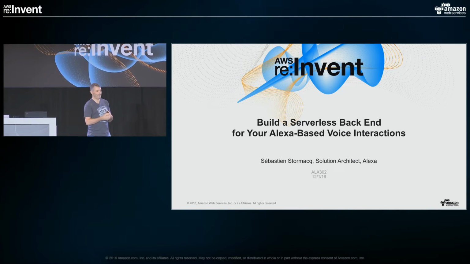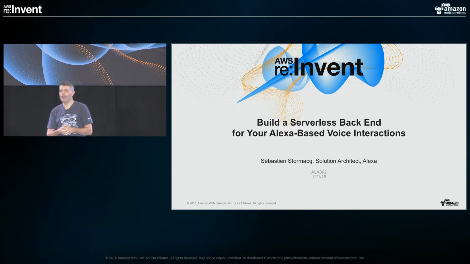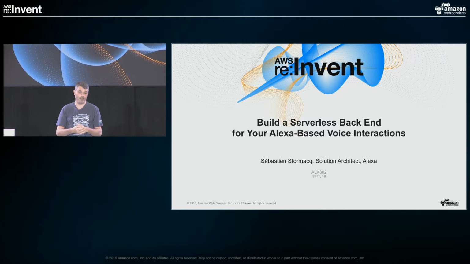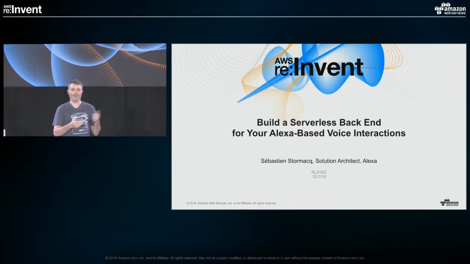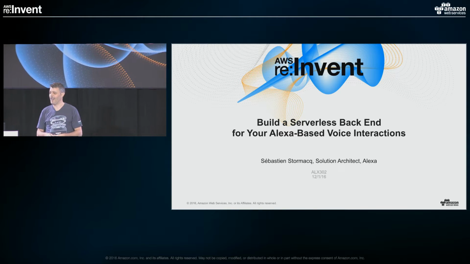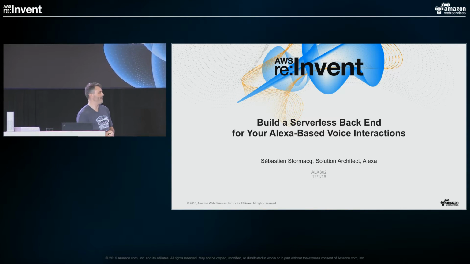My name is Sébastien Stormac. I'm a solution architect in the Alexa team, and as it's probably not obvious from my accent, I'm based in London, in the UK. And I usually do speak French, as you might have already noticed, with a slight touch of French accent. I'm coming from Belgium, the country of waffles, beers, and chocolate.